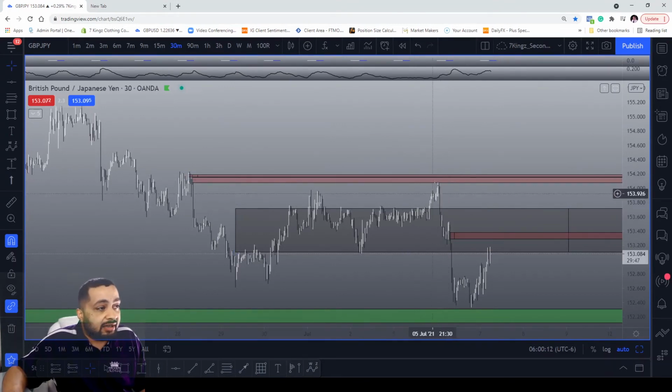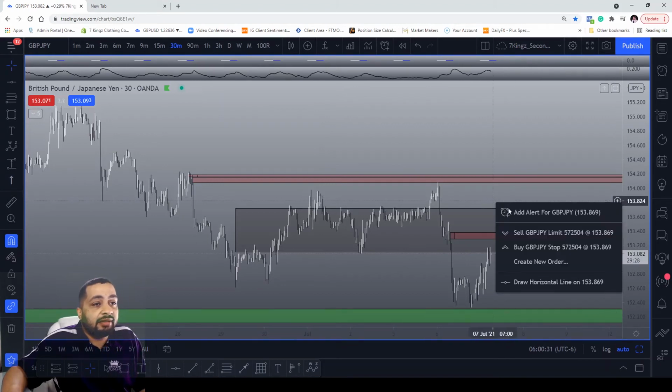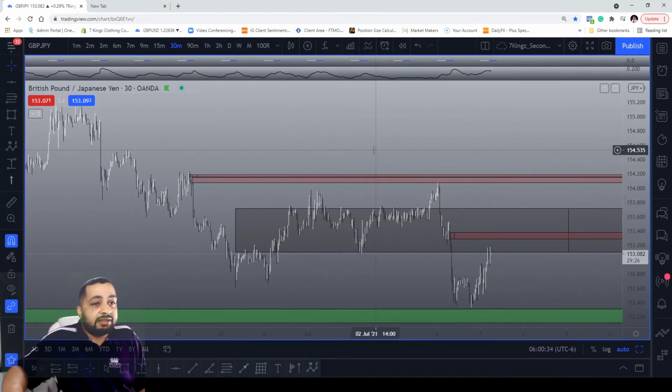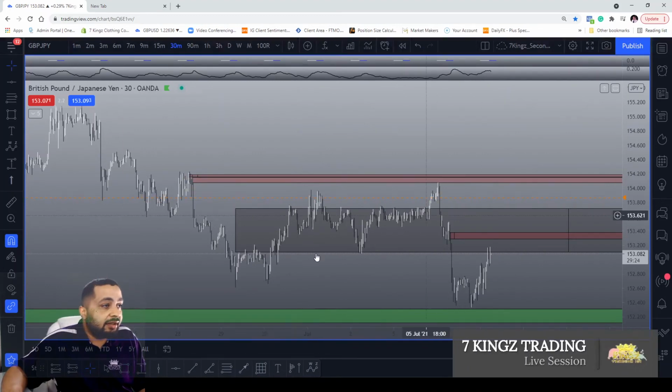We also had a zone that was created here, so we can get a response off it, or we could push through it so that we can get back up to here. Either way, we're going to keep an eye on these levels. Actually, let's throw an alert right about there, just so we can know when price is getting close to that.